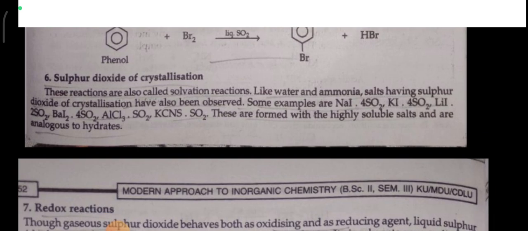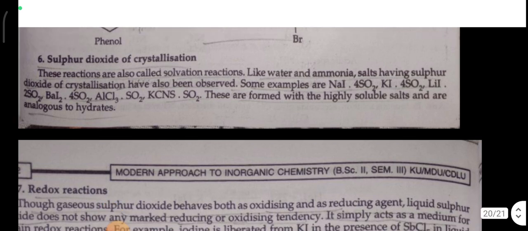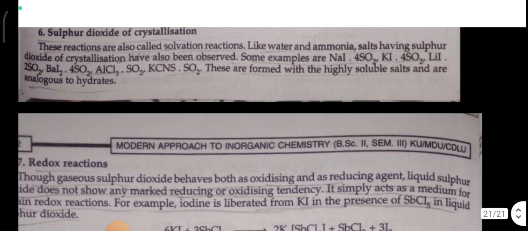Sulfur dioxide of crystallization. These reactions are also called solvation reactions. Like water and ammonia, salts having sulfur dioxide of crystallization have also been observed. Some examples are sodium iodide·4SO2, KI·4SO2, LiI·2SO2. These are formed with highly soluble salts and are analogous to hydrates.